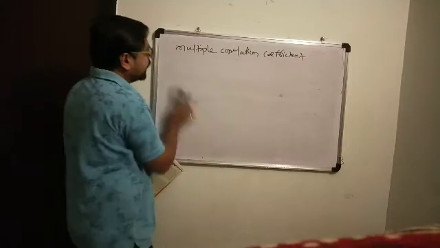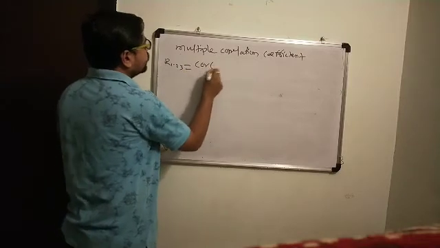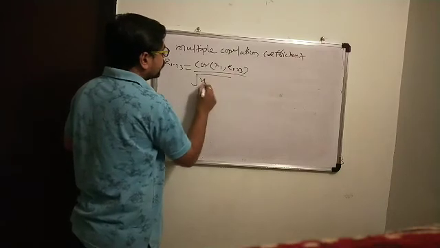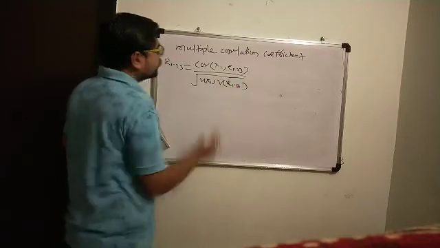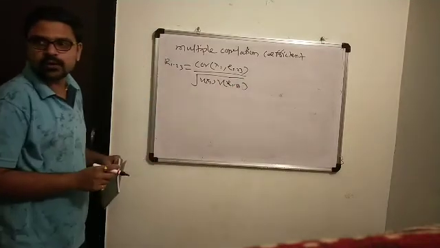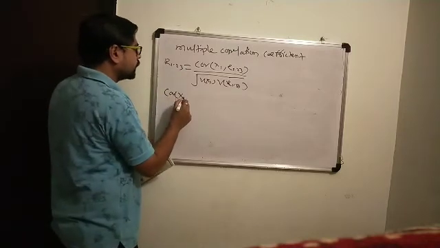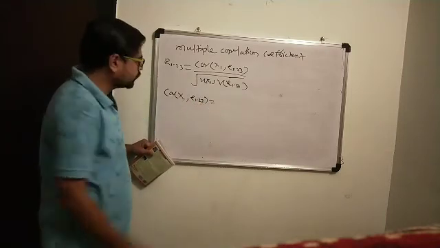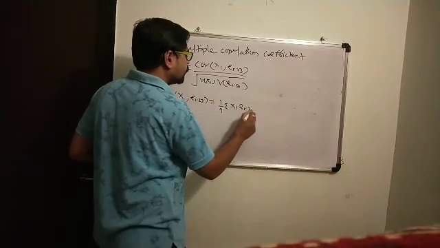So we will derive its expression R1.23. R1.23 is the covariance between x1 and E1.23 divided by the square root of variance of x1 into variance of E1.23. Now we have to find the covariance of x1 and E1.23. This is given by 1 upon n summation x1 into E1.23.